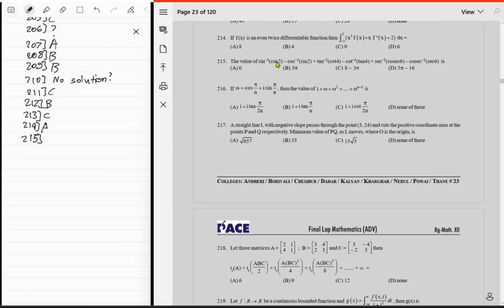Okay, 215: the value of this is sine inverse of cosine 2 minus cosine inverse of sine 2. Seriously, these angles, oh god.